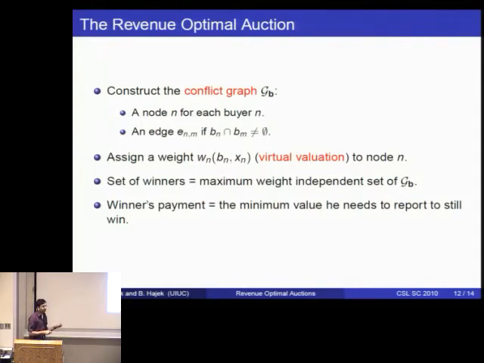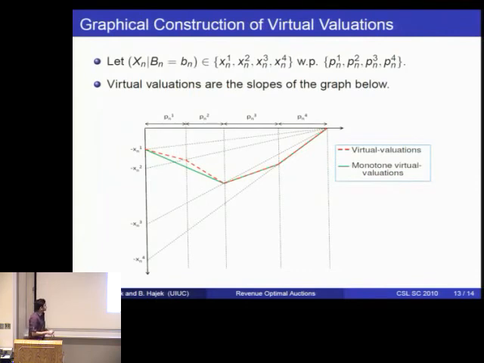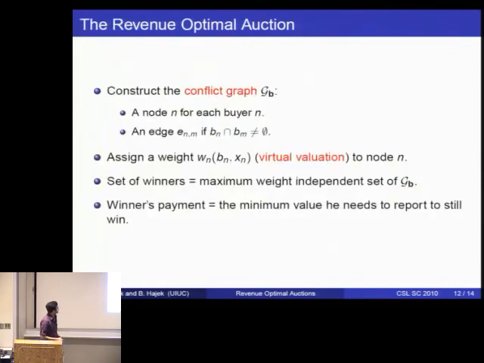And the payment that a winner makes is the minimum value that he needs to report to still win. So it's actually less than what you report. And this ensures truthfulness. So the virtual valuation that is used as a weight for the graph can be constructed graphically as follows. Can you go back to the previous page? Sure. So you fix everybody else's bid and then reduce yours, such that you're still part of the max weight independent set. So it will be your minimum value at which the maximum weighted independent set containing you will be higher than the next best maximum weight independent set.